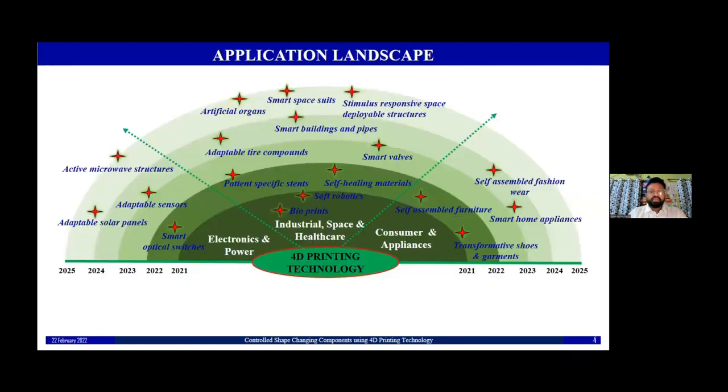So if we look at the application landscape, we can see that there are a lot of applications in all the areas of science, engineering, and technology. Towards electronics and power, we can have smart optical switches, smart solar panels, and adaptable sensors. In healthcare and industry, we can have patient-specific stents, smart valves, adaptable tire compounds, etc. And on the consumer side, we can have self-assembled furniture, self-assembled fashion wares, and many more.